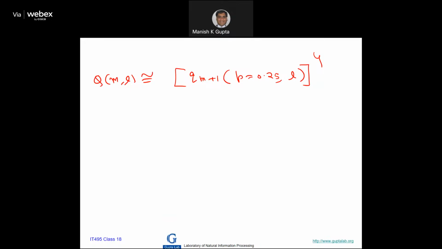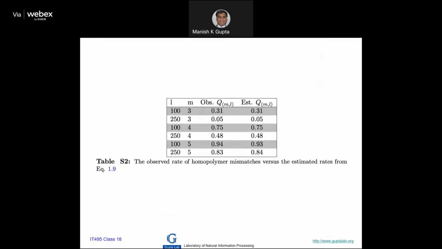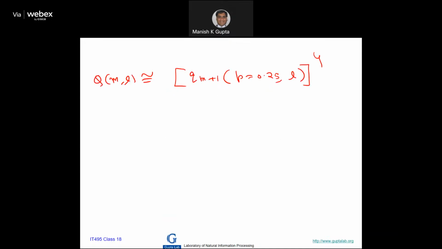So I think now I will show you a table here. You can see that this is the observed rate of homopolymer mismatches versus the estimated rates from this equation. This is the estimated ones, QML, and the observed ones. You can see that for different L and M, they are almost exactly the same, except in this and this, which are very close, right? So basically, I can combine these things together.